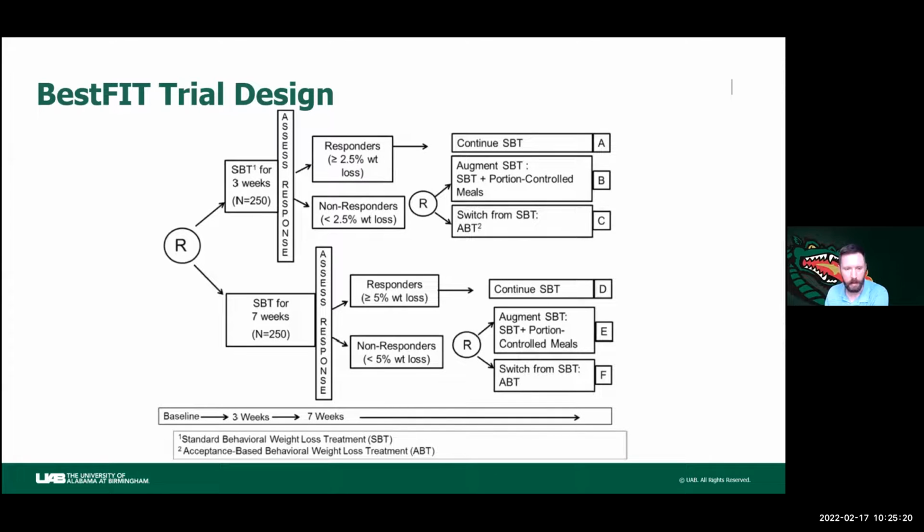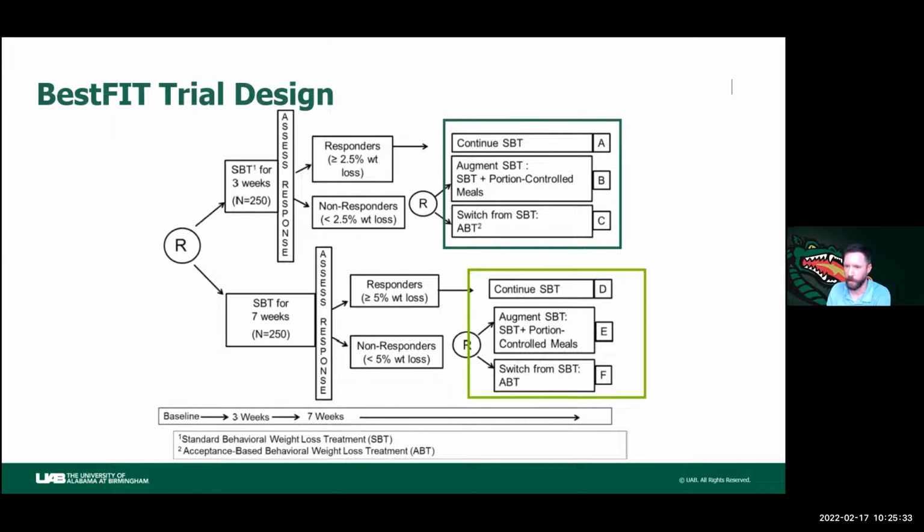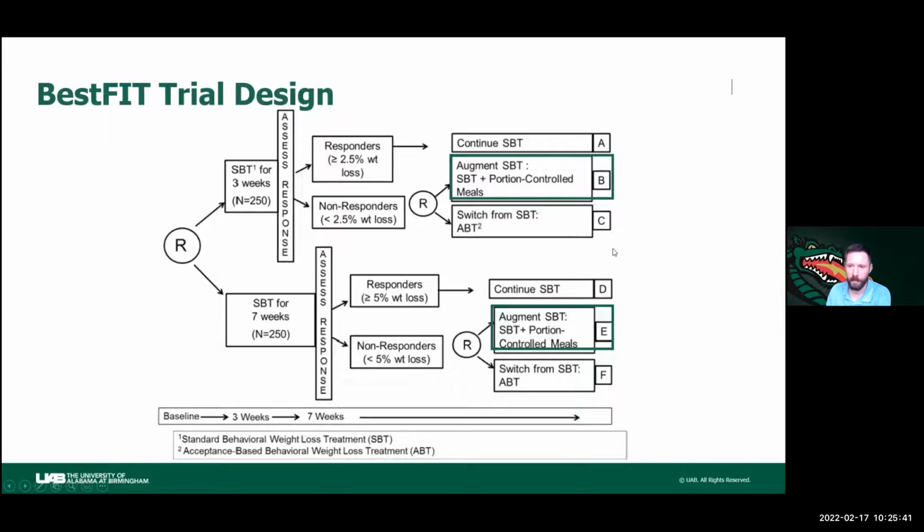So I'm not going to spend a lot of time going through the details of all the results, but briefly, I'll use this schematic to show you generally what they found, right? First, they didn't find any significant difference in their main effect aims analysis, comparing short versus long duration SBT, so there's no difference in their first stage main effect aim. Similarly, there was no difference in their second stage intervention aim to look at differences between portion controlled meals, here B versus E, or B and E versus C and F. So there was no difference between portion controlled meals and switching to acceptance-based therapy.